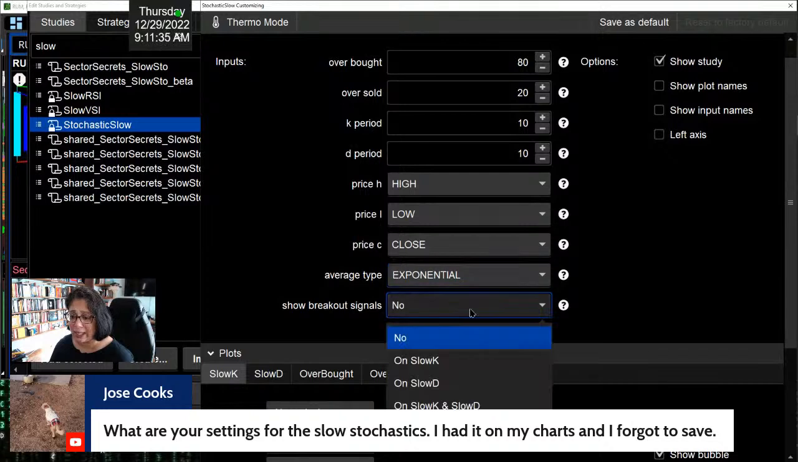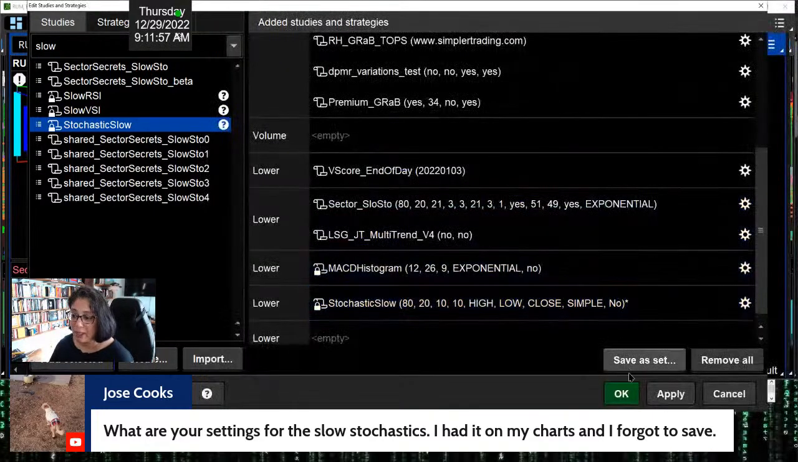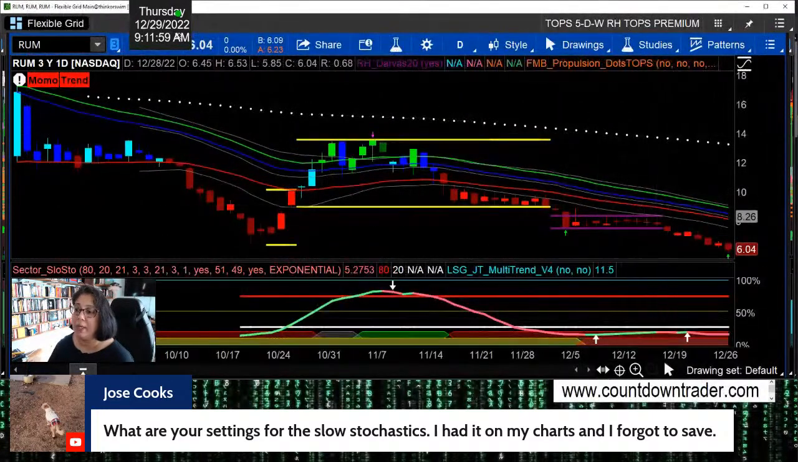And then lastly, do you want to show the breakout signals? That's something you can do on thinkorswim. If you want to do that, put little cute little arrows on there. Slow K, slow D. That's the slow stochastic that I've been teaching for about 20 years. It just works. So 21K, 3D, 80, 20, exponential. That's it. All right. Hope that helps.